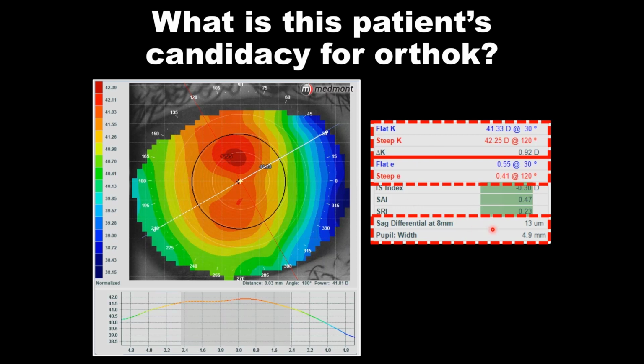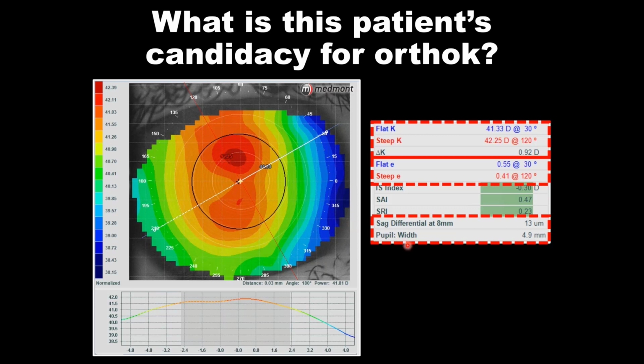And in this case, this patient has a sagittal height difference between the flat and the steep meridian of 13 microns. What does that mean? Well, the height going all the way around the clock is virtually the same. It's only 13 microns difference between the flat and the steep meridian. That tells me that a symmetric ortho-K lens should work quite successfully. When you're 30 microns or over, that's when you typically want to think about a toric landing lens.